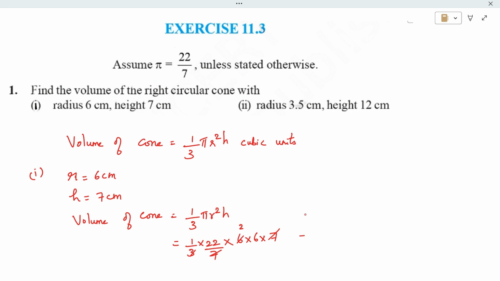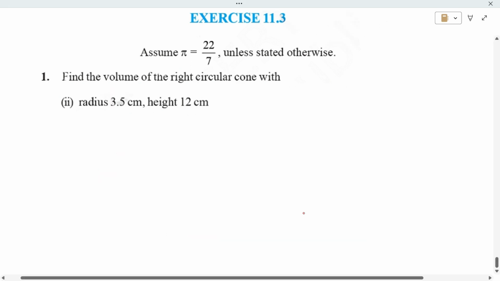So you will get 22 times 2 times 6, that is going to be 44 times 6. So I'm multiplying 22 times 2, which is 44. 44 times 6 is 264, right? 264 centimeter cube. Write the unit. So this is your answer. Let's move on to second subdivision.